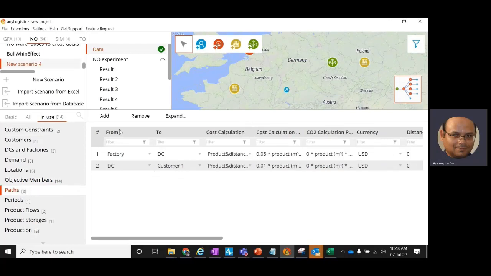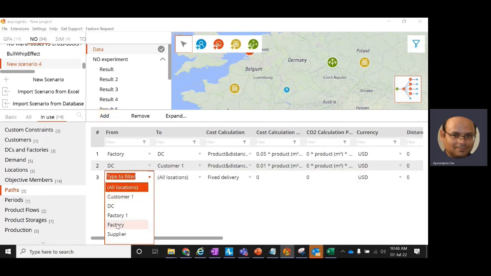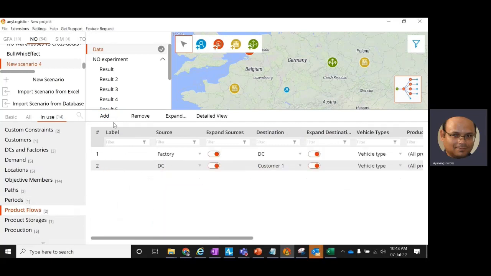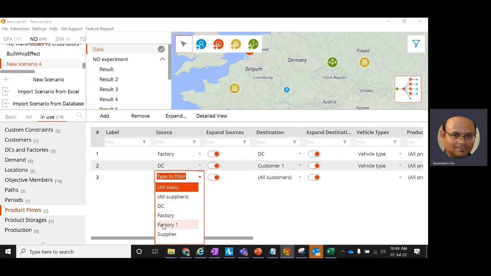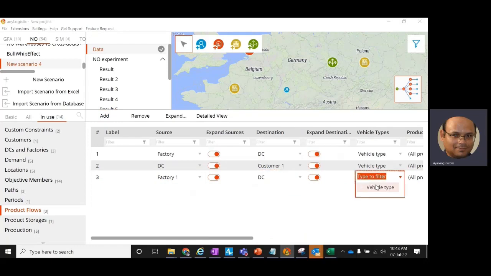We'll go to the paths table and add a path from factory 1 to the DC location, and also go to product flow and add a flow from factory 1 to the DCs of vehicle type. We will specify the vehicle type.